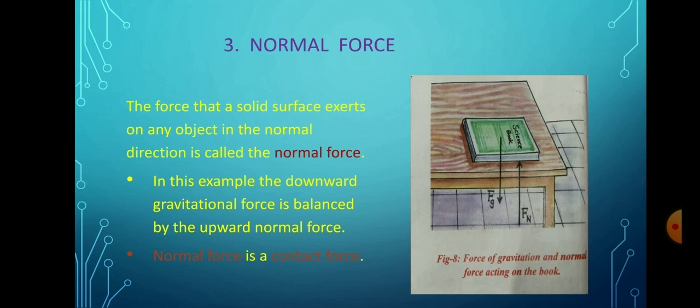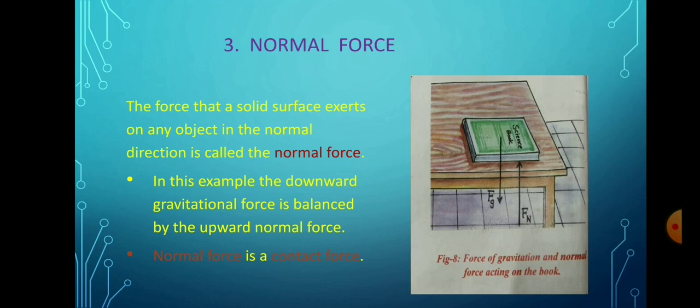Children, imagine the table has disappeared. What happened? The book will fall down due to the gravitational force of the earth. If the table is supporting the book, it does not fall to the earth because it is supported by the table. Here, the table, that means the solid surface, supports the book against gravity by pushing it upward.